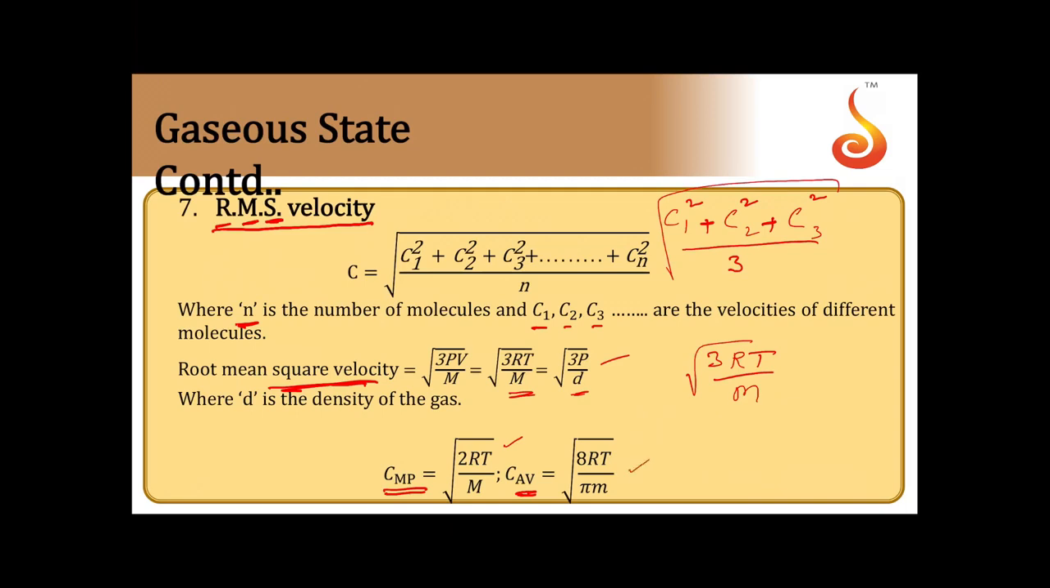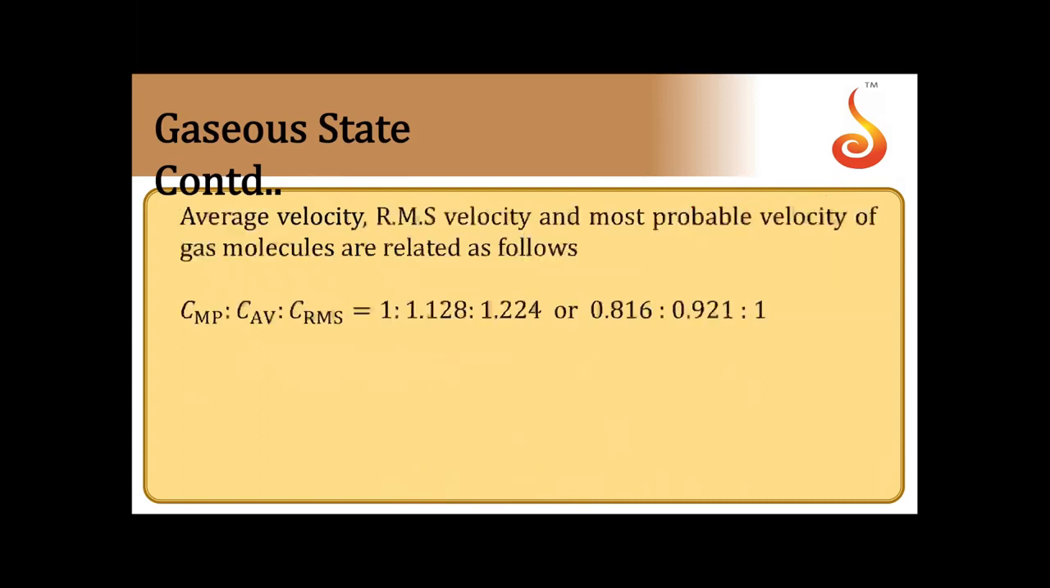This is average velocity. So these three formulas we need to remember: root mean square velocity, root of 3RT by m; most probable velocity, root of 2RT by m; average velocity, root of 8RT by pi m. All these three velocity formulas we need to remember. Now let us take the relationship between the average velocity, root mean square velocity and most probable velocity.